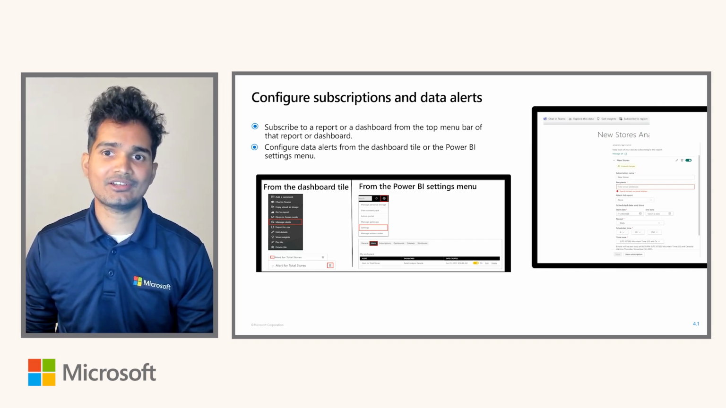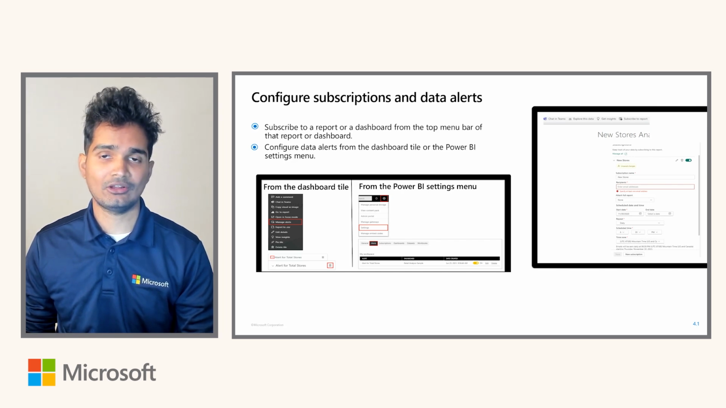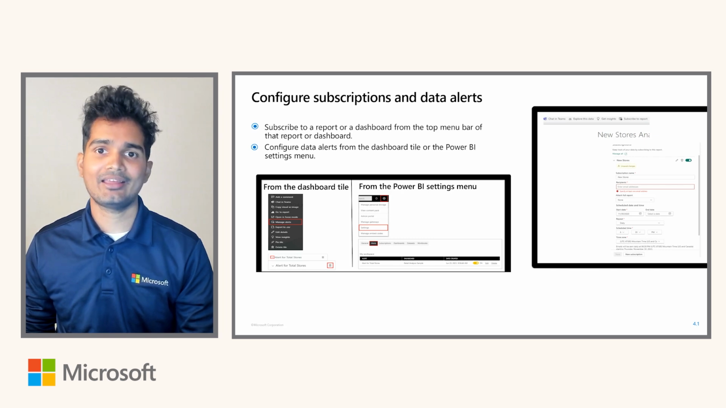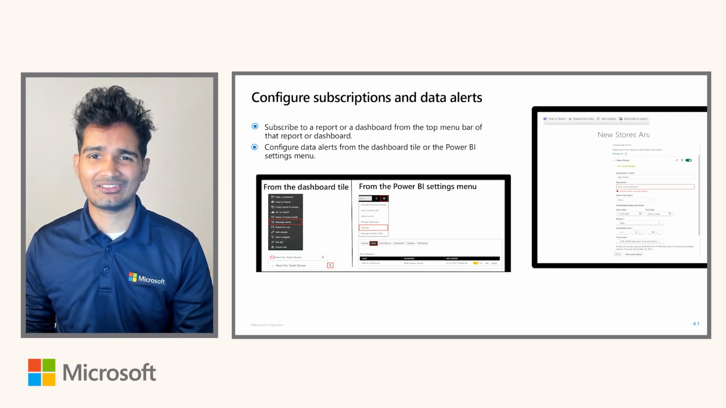It's important to understand the limitations of alerts. Alerts are crucial for staying updated on important changes in your data, allowing for more proactive decision-making, but they have limited scope and can only be set on specific tiles, pinned from report visuals like gauges, KPIs, and cards.